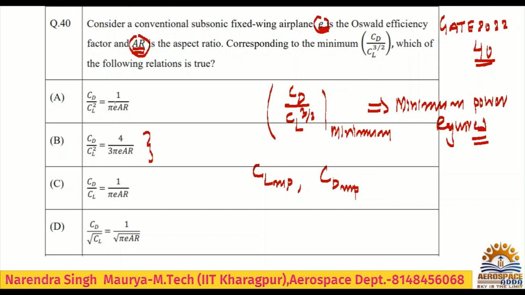Anywhere you are getting 3 and 4, right? Now you will check whether you are getting this value in CD by CL square. Means 4 and 3 you are getting in this option, that is okay. That is the first cross check. Second cross check, you find the correct value and check whether this value is there or not. So it is nothing but CD by CL square, so I will go for CD by CL square.